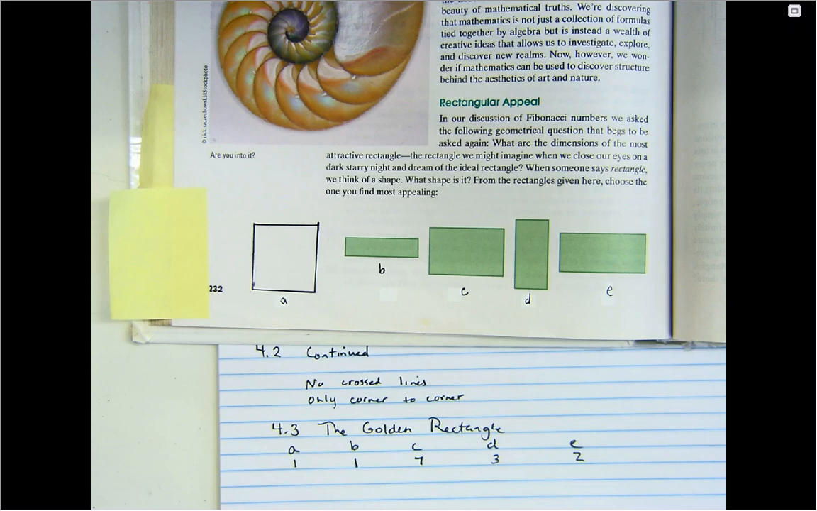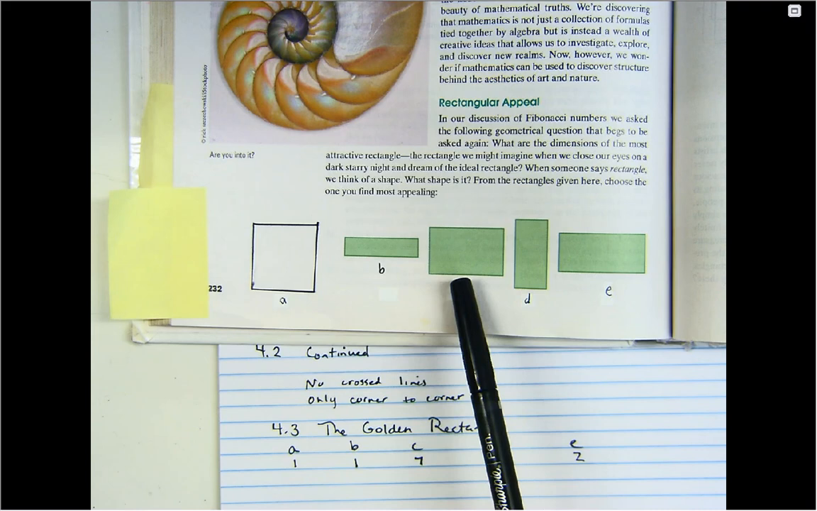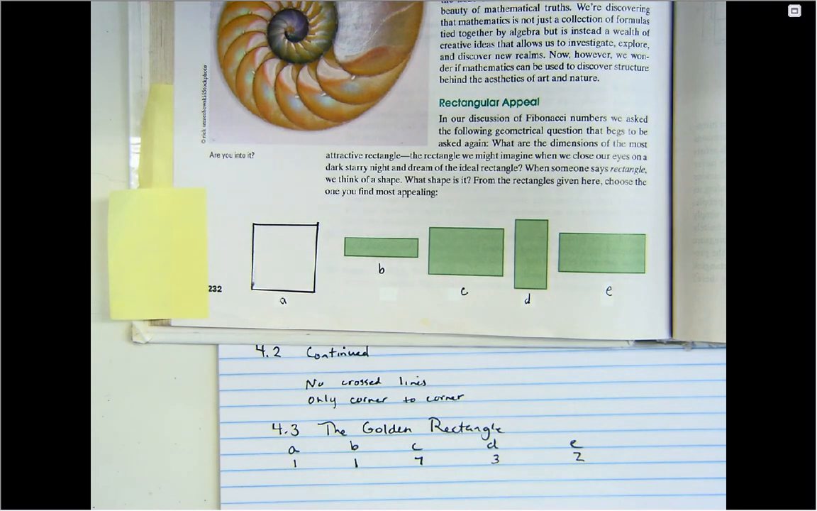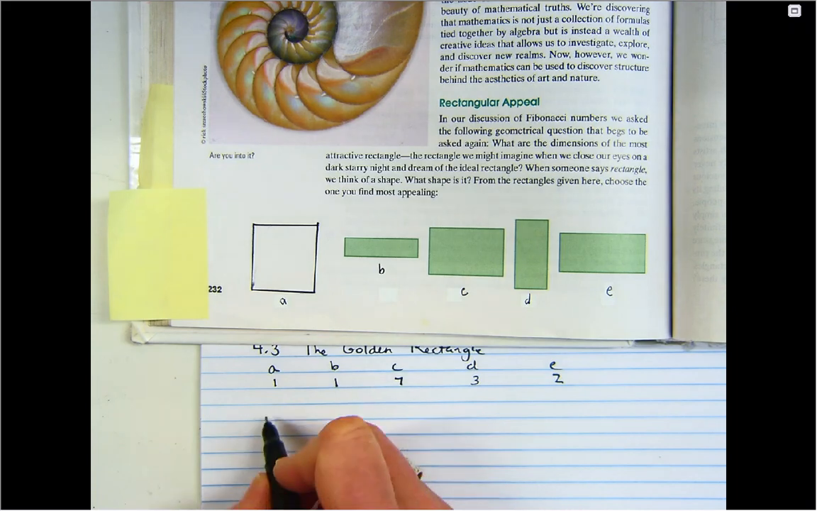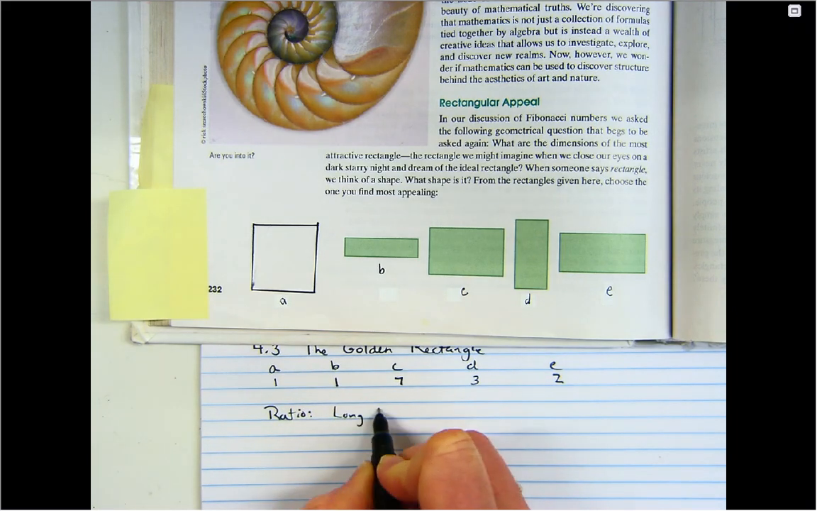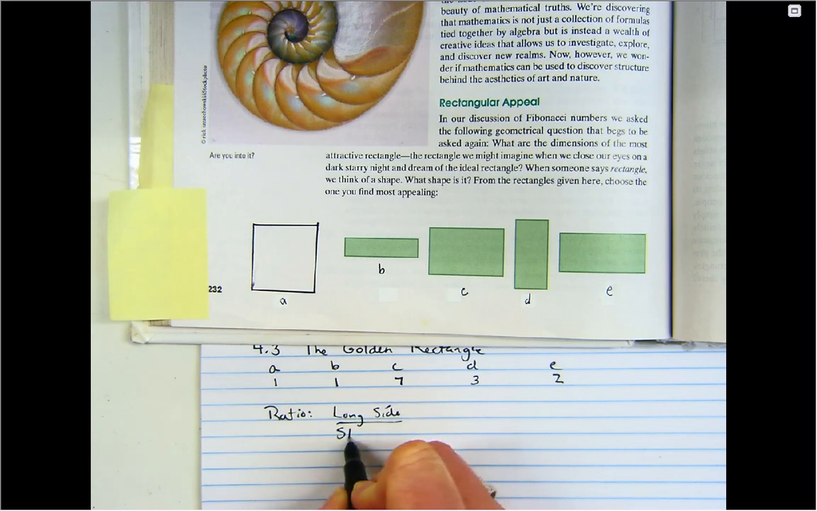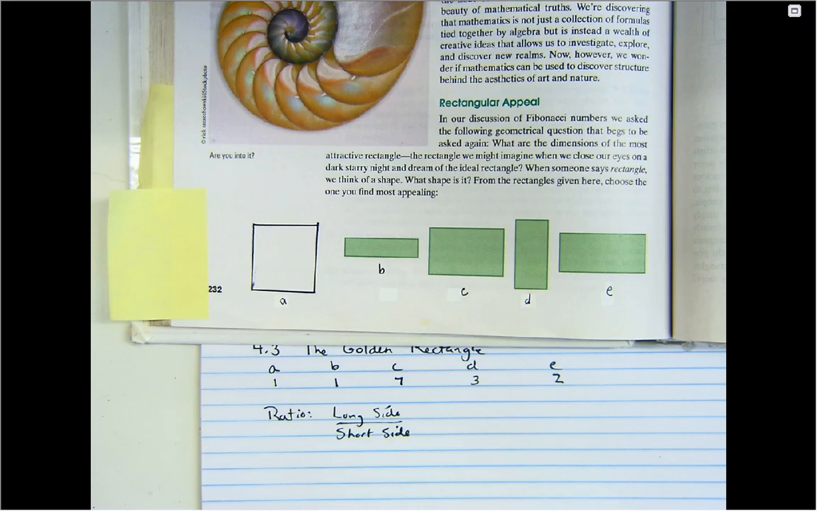And what we're considering here isn't how big the rectangle is or whether it stood on its short side or its long side. We're considering the proportions. When we look at the size of a rectangle, the way it makes us feel inside has to do with its ratio of its long side to its short side. So we're going to examine the ratios of all of these, and you can see which ones were preferable to you. And again, there's no right answer here.